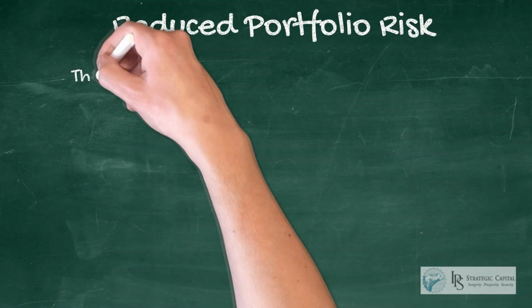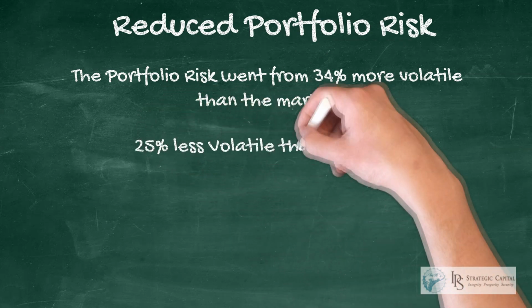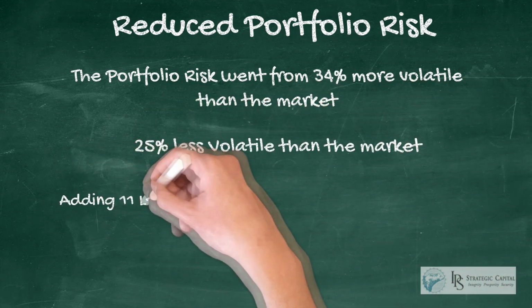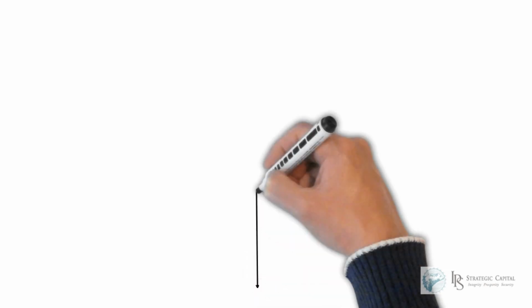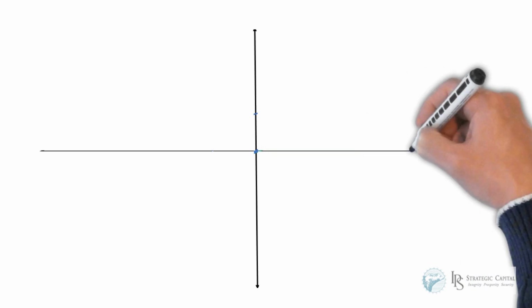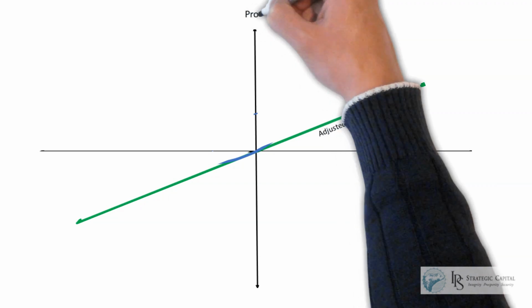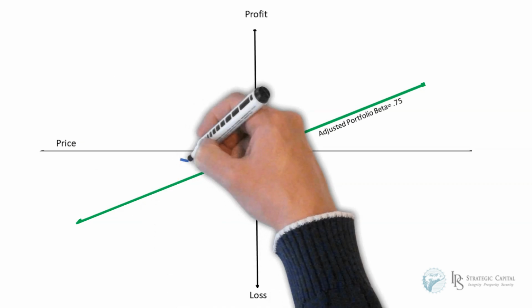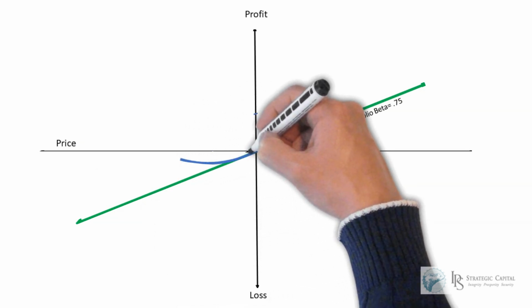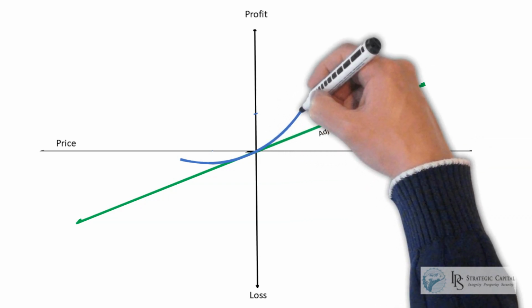Our portfolio went from 34% more volatile than the market to 25% less volatile than the market by just adding 11 long, 1 year, 20 delta puts to the portfolio. But as I said in Delta Dollars Part 1, the magic of optionality is that it's curved, which means if the market comes down, our risk goes down. If the market should move higher, our beta moves higher, which means we participate more in the upside and less in the downside. That asymmetry is unique to optionality.